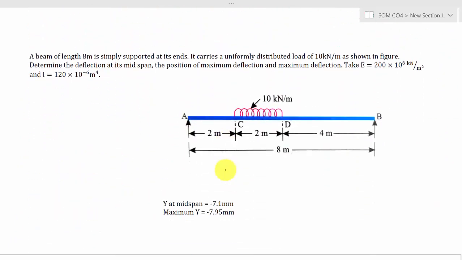So here this is the tutorial problem. A beam of 8 meter is simply supported at its ends. It carries a uniformly distributed load of 10 kilonewton per meter. Determine the deflection at its midspan, that is y at center. So here x will be 4 at the center. Also find the position at which the maximum deflection occurs, the x value, and the maximum deflection.